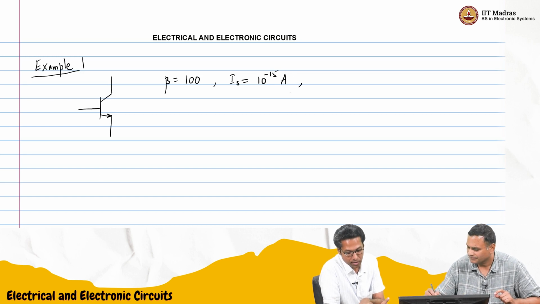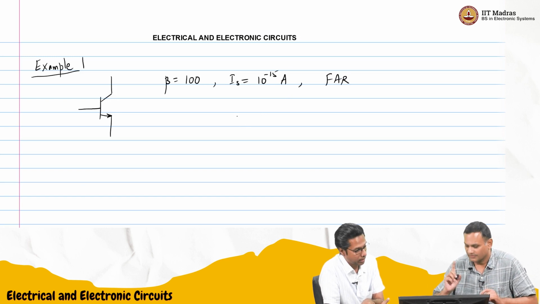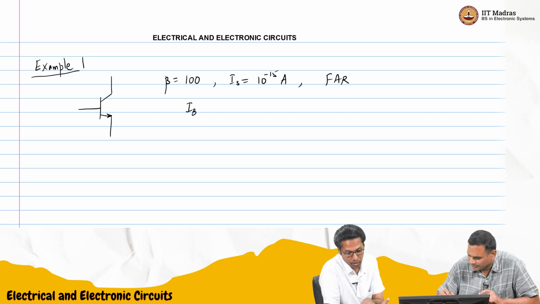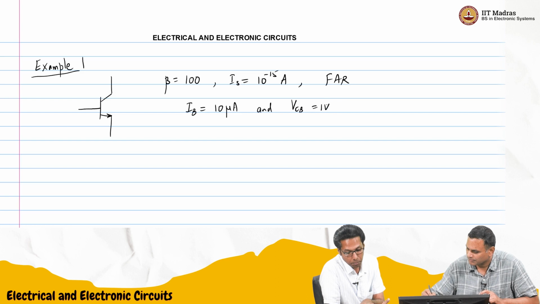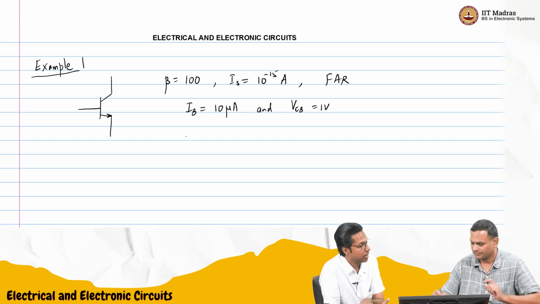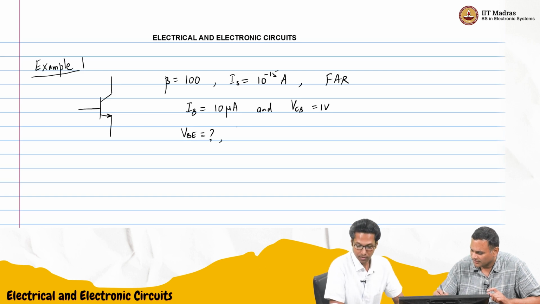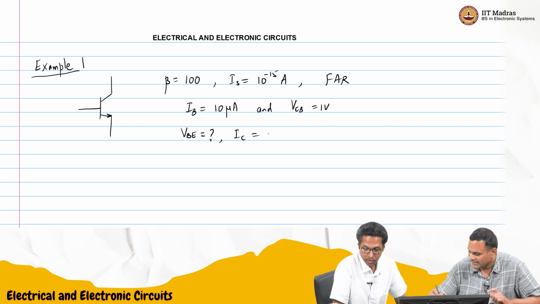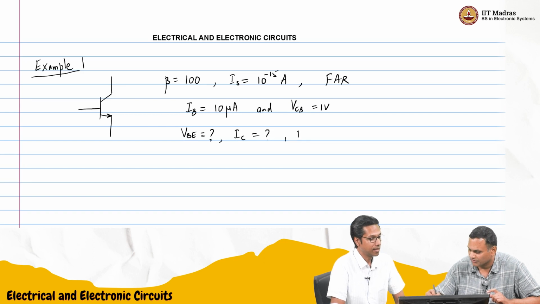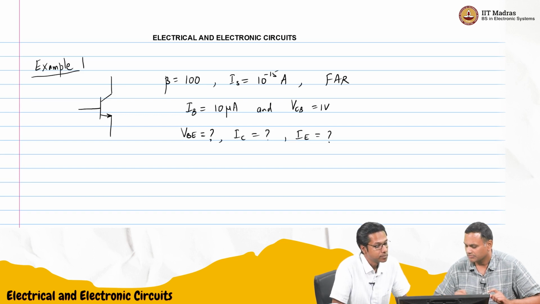It says the transistor is operated in forward active mode with IB of 10 microampere and VCB of 1 volt. Find VBE, IC and IE. So there are 3 things we need to find out.